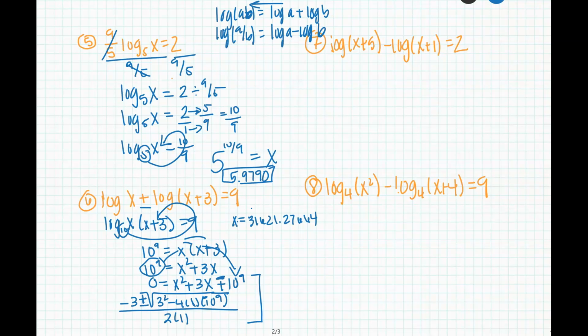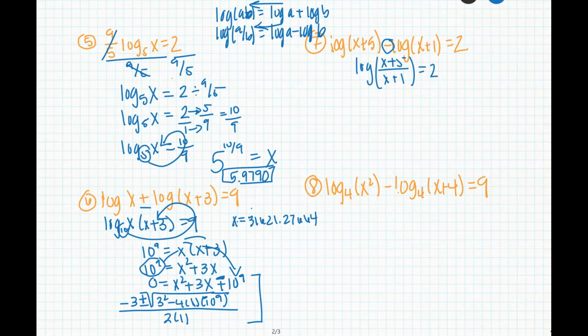Let's look at 7 and 8. With 7 and 8, you're going to be doing condensing. We're going to snell it. We're going to solve it. So I'm going to use the second property right here. I'm going to work it backwards. And so I'm going to say, let's condense this down and get rid of the subtraction. So that would be log of (x plus 5) over (x plus 1) equal to 2.